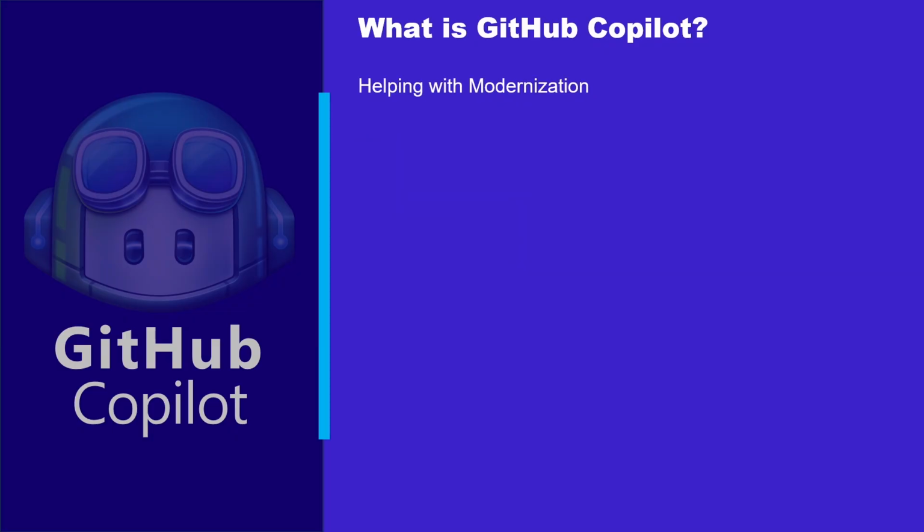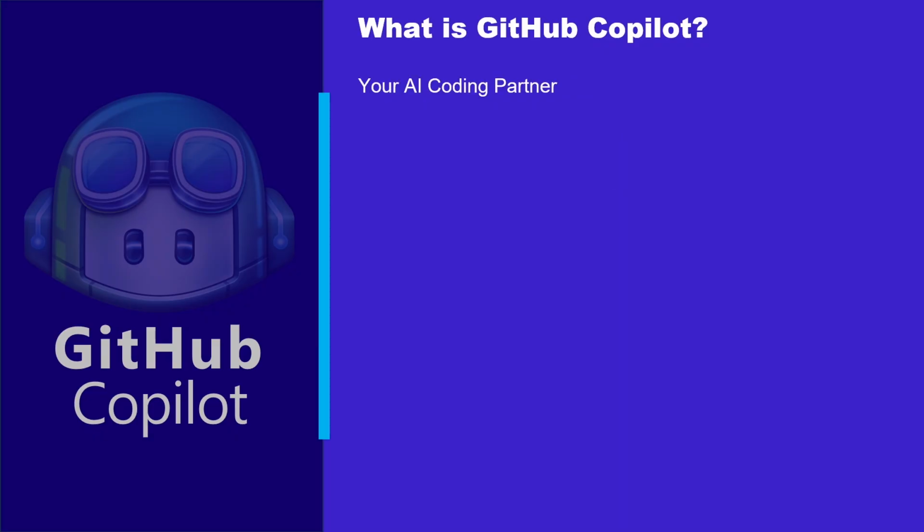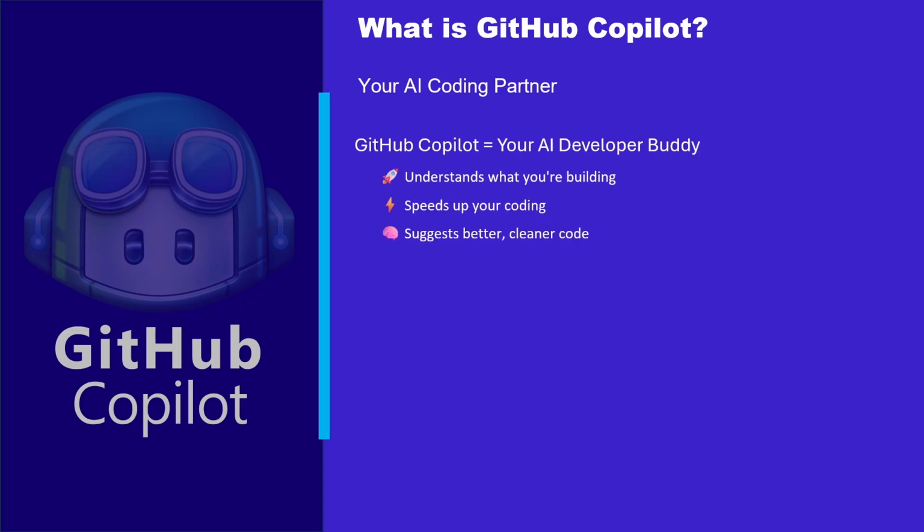Another big win, Copilot is great for modernizing old code bases. It suggests modern programming patterns, rewrites legacy syntax, and helps bring your project up to today's standards without doing it manually. So, to sum it up, GitHub Copilot is like an AI developer that sits beside you, understands what you are building, and helps you to move faster with better code.